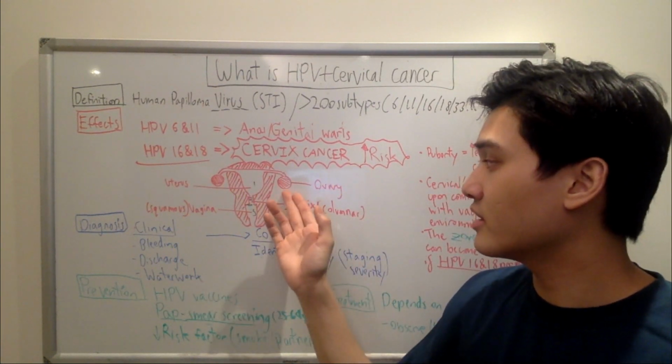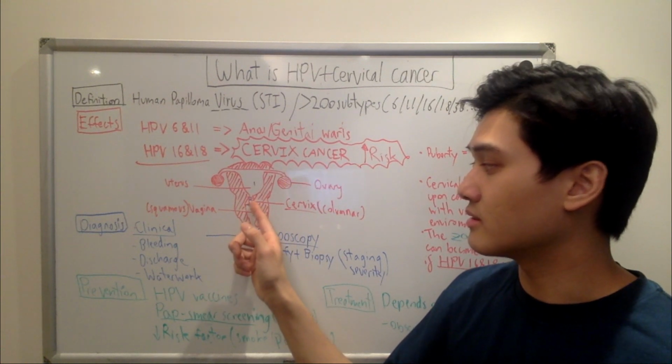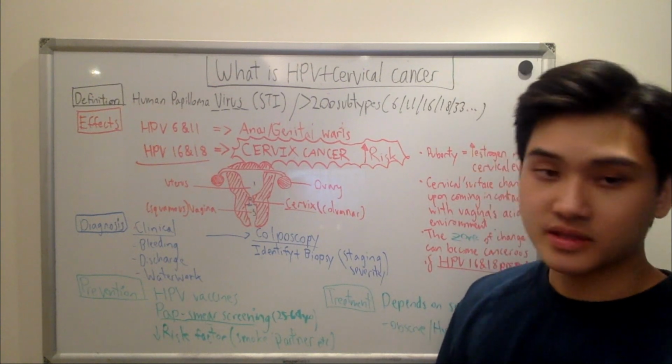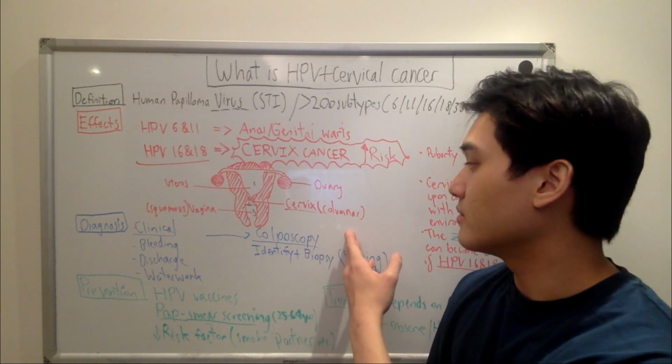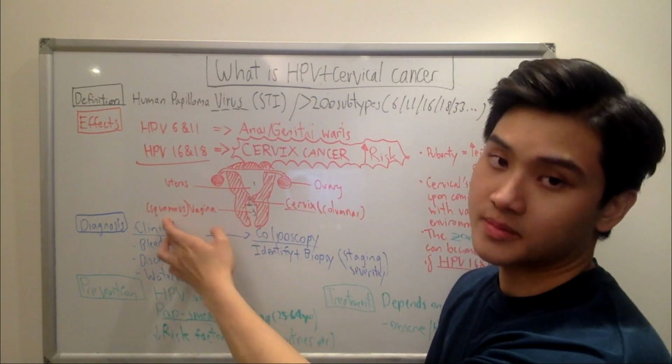Okay, you have your ovary here, you have a uterus here, you have your cervix here, small little cervix, and you have your vaginal canal. As you can see, the surface lining of the cervix has a different name compared to that of the vagina. Right? This is columnar, this is squamous.